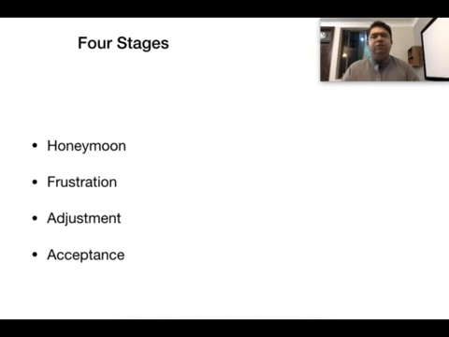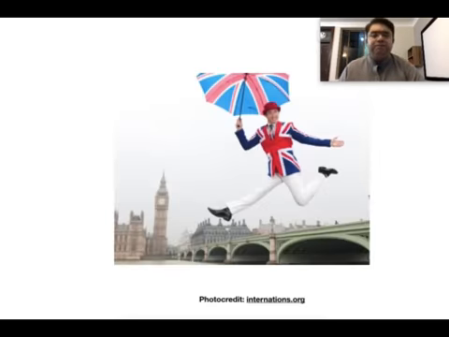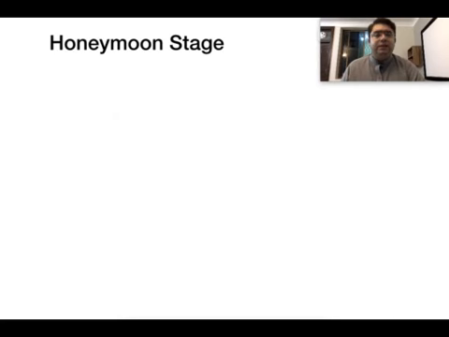Obviously, there are four different stages. The first stage is called the honeymoon stage, or the excitement stage, or the excitement period. It is followed by the frustration stage, and then the adjustment stage, and finally we'll talk about the acceptance stage. For example, if you're going to a completely new place, the first few days can be very exciting, and it's called the honeymoon stage, the excitement stage.